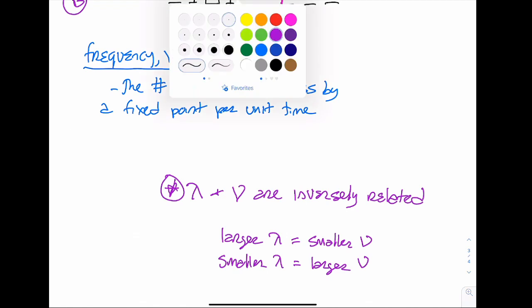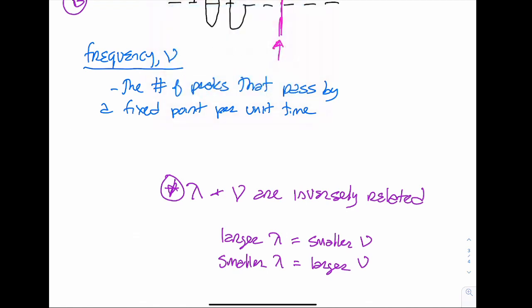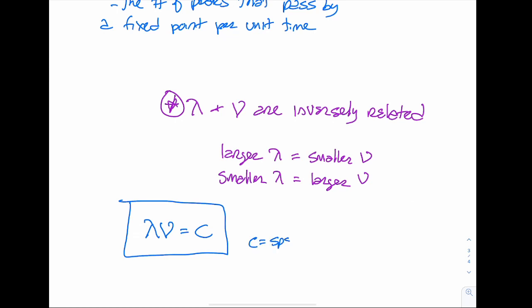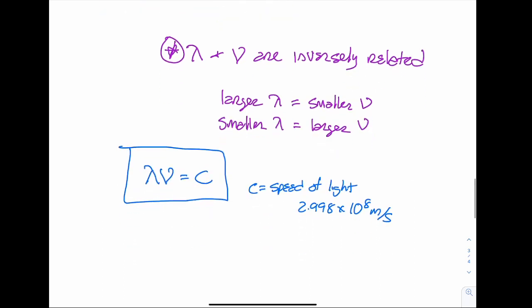Mathematically, the relationship between the two is that if I multiply my wavelength by my frequency, I get the speed of light. C is the speed of light. This equation is on the back of your periodic table, so you don't need to memorize it, nor the speed of light. We will use it in this chapter though. So C is my speed of light, which is also on the back of your periodic table: 2.998 times 10 to the 8th meters per second. That's how fast both of those waves would be traveling.